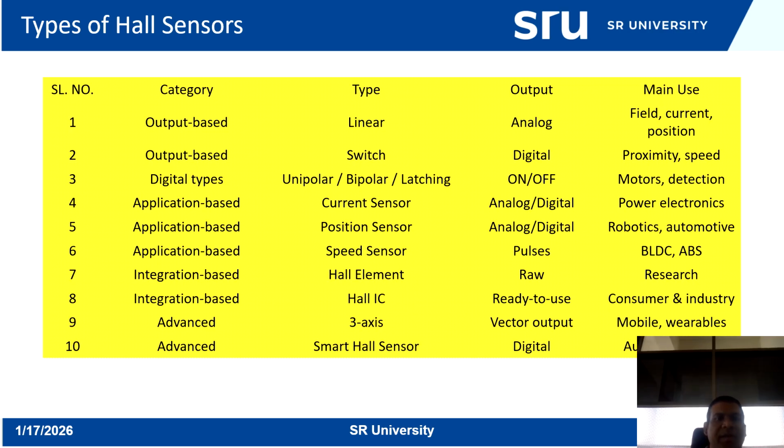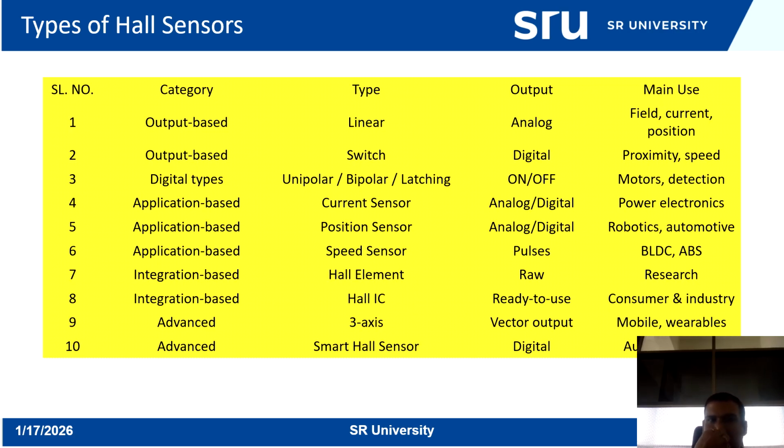Then integration based Hall sensor. The types are Hall element and Hall IC. The Hall element basically gives raw output. We'll get the raw sensor data, and the Hall IC is basically pre-processed. It will generate the output in a pre-processed manner, so it is ready to use. Consumers and industry can use it directly. It is ready-made data. Whereas the Hall element is raw data, it can be used for research work purposes.